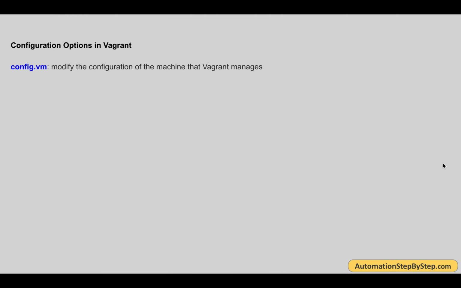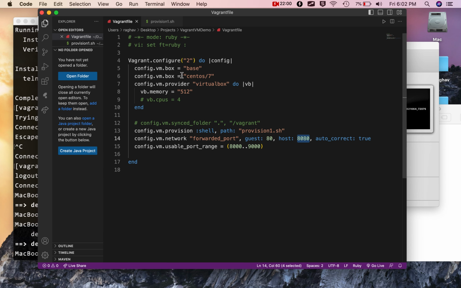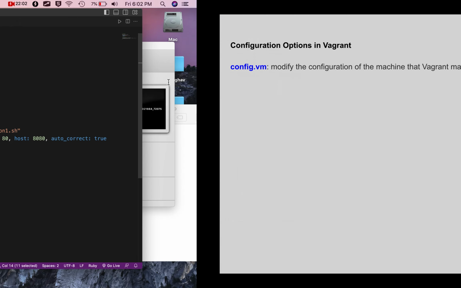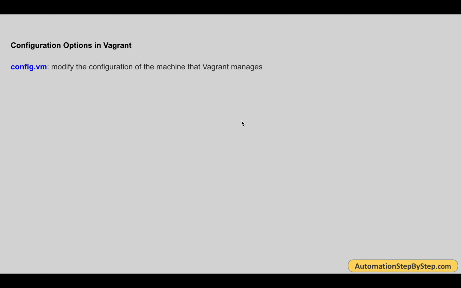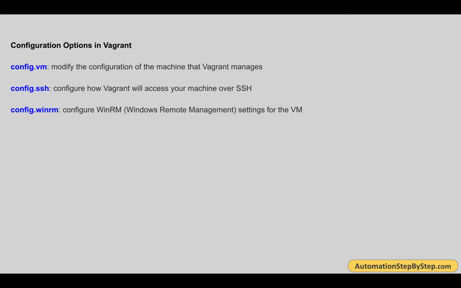Okay, now there are different configuration options in Vagrant, or we also call them namespaces in Vagrant. config.vm is the most common, and that is what we have used. If you see here, what we have used mostly is config.vm. So this is to give the configuration of the virtual machine. Then we have config.ssh as well. Here we can manage the SSH, how your machine will be accessed over SSH. We have config.winrm. Here we define for Windows Remote Management. Then we also have config.winssh. This is for SSH on Windows, and then config.vagrant to modify the behavior of Vagrant itself.